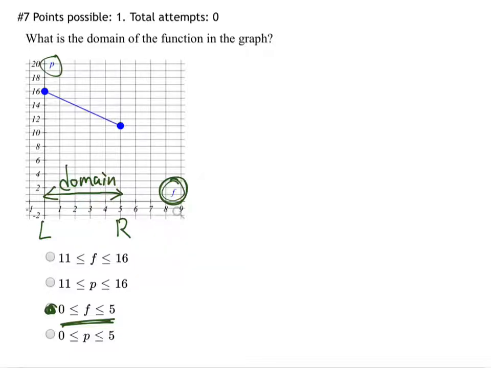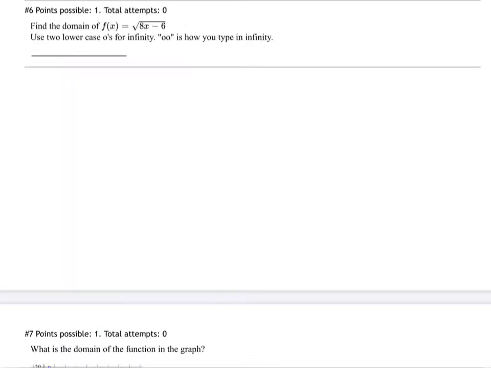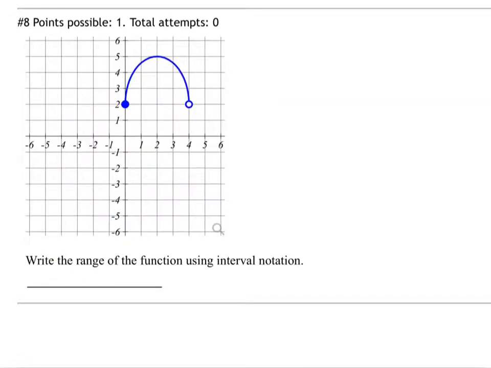What's that? Did you skip number 6? I don't think so. Yes, I did skip number 6. Let's go back to 6. All right, find the domain. You know what, that's the same thing again. I'm going to skip ahead. 6 is the same as the domain. It's a square root domain. So let's skip it. Let's move on.